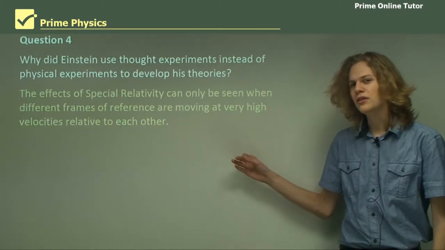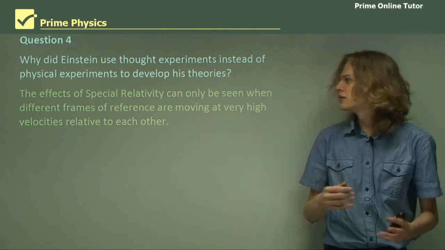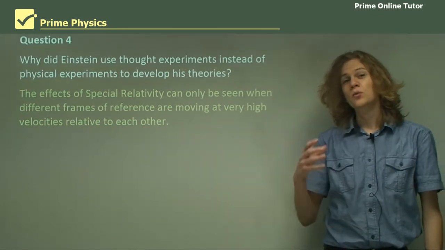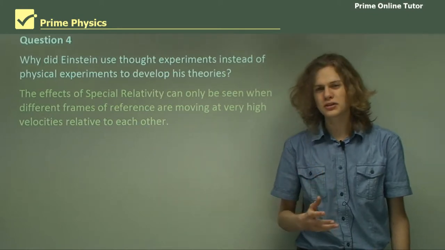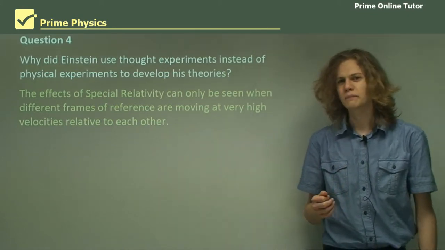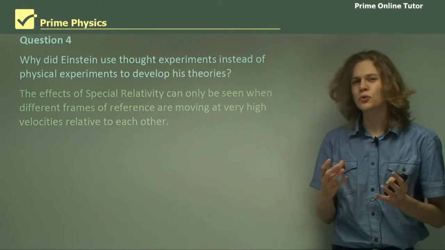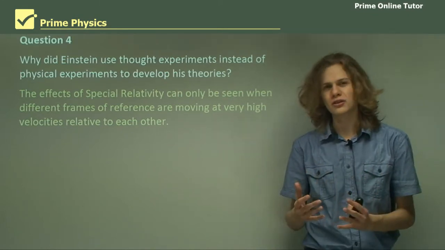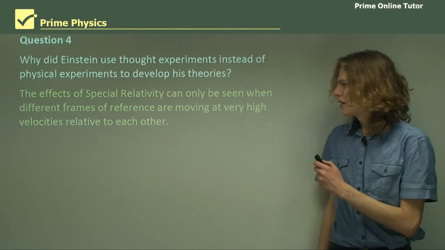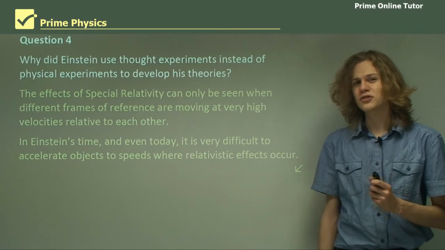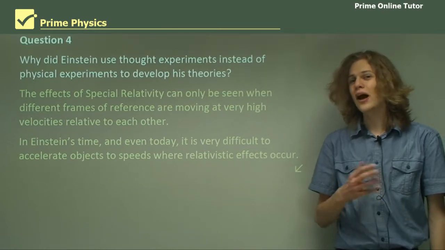Special relativity and the effects of it on objects can only be seen when we have different frames of reference moving at very, very high speeds, right? It means that we need to be moving at half the speed of light before we begin to see any noticeable effects. And the thing is, it's really hard to get half the speed of light as a speed for anything.